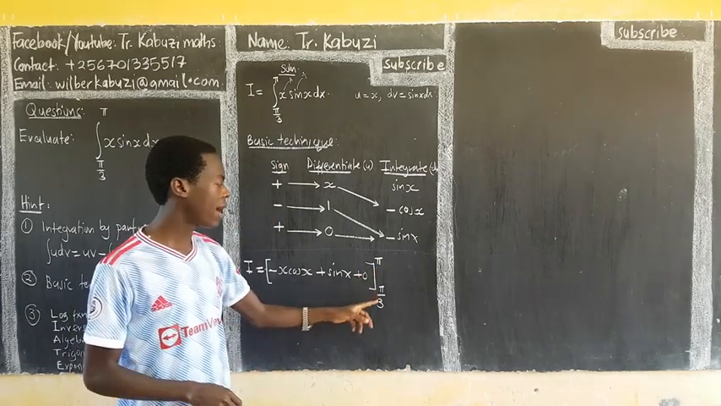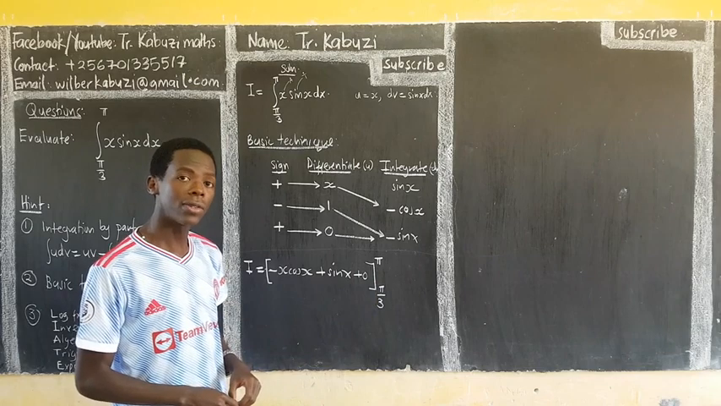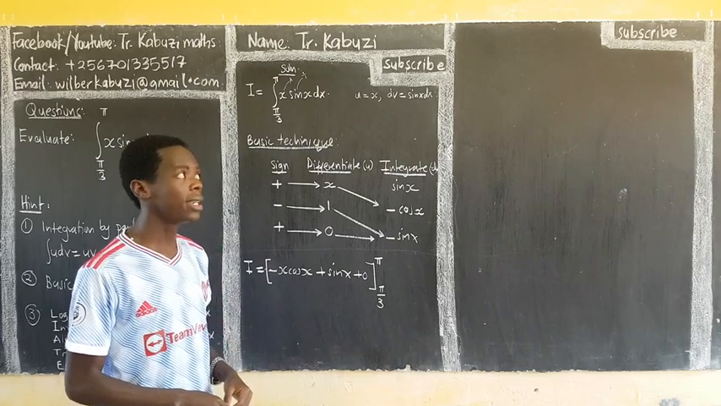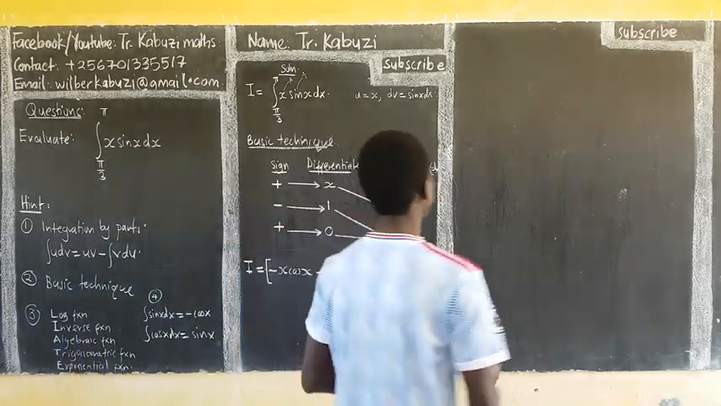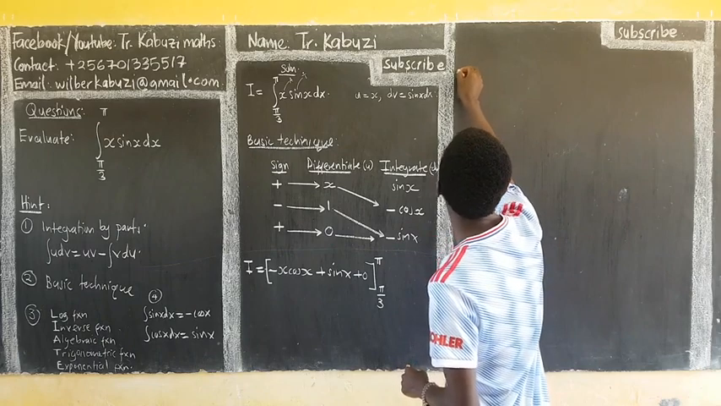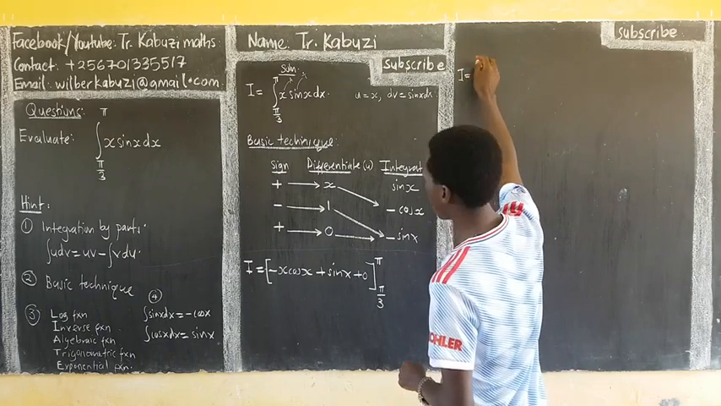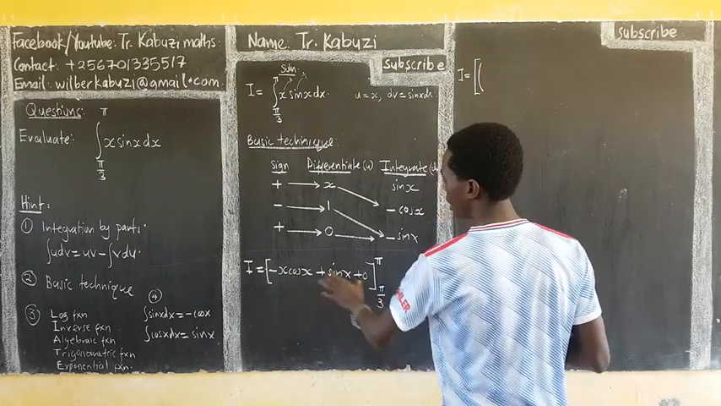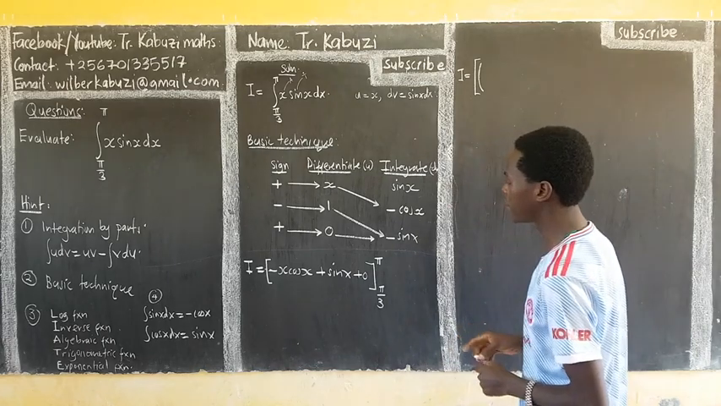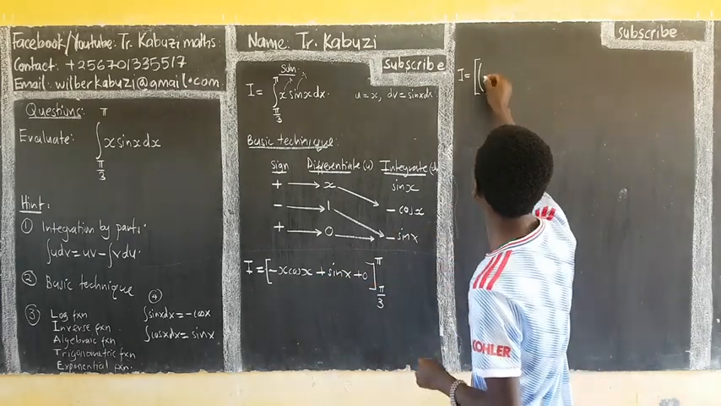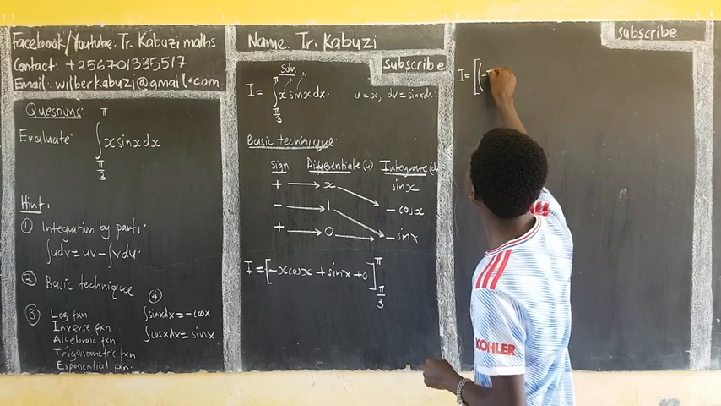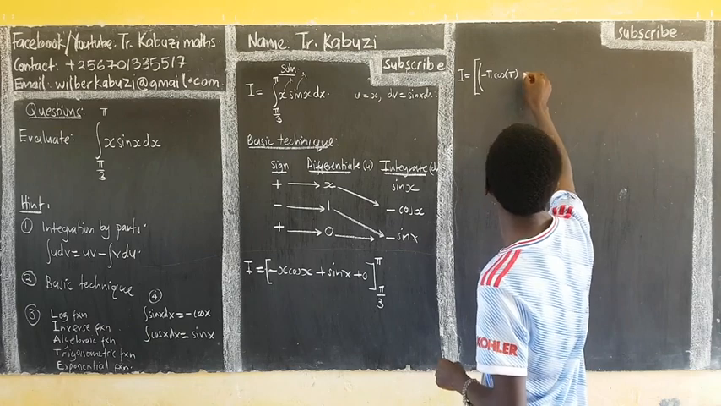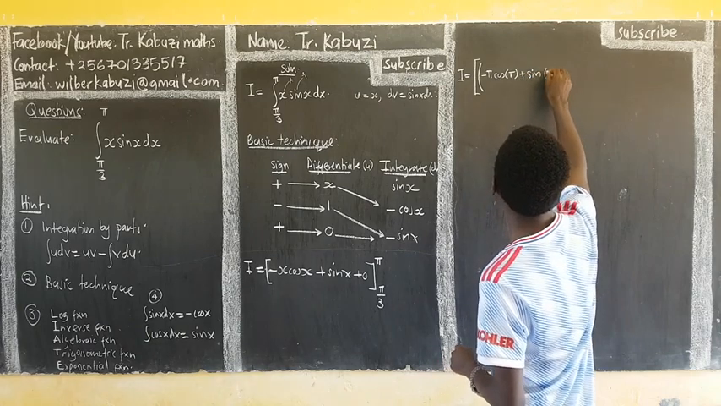Now here, if your limits are in radians, your calculus should also be in radians. You know that we substitute the upper limit, then minus when you substitute the lower limit. So let us do that. So now I'm putting in the upper limit here, and then after subtracting, put in the lower limit. So here, when I put in my upper limit, I have negative pi, then cos pi, then plus sine pi.